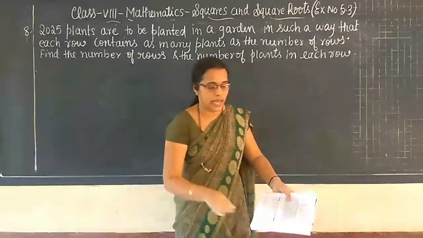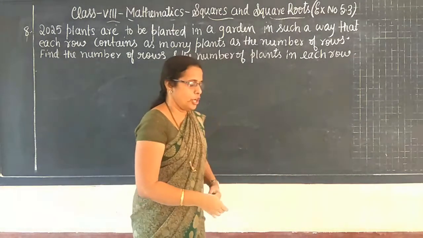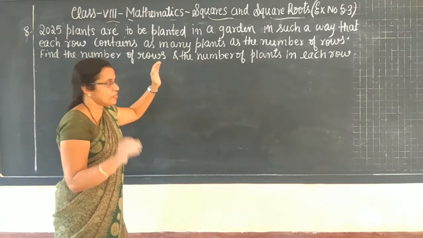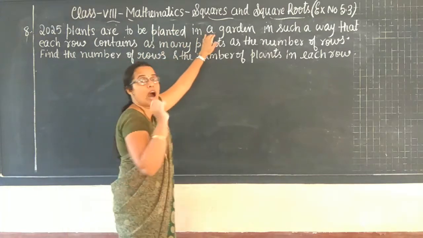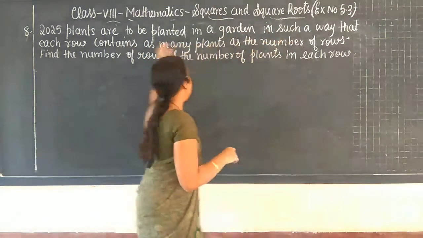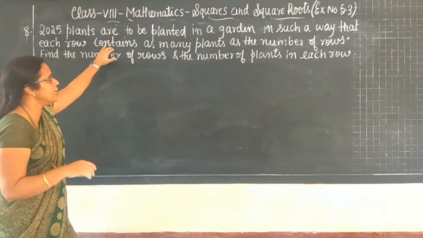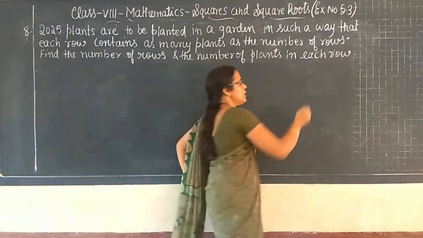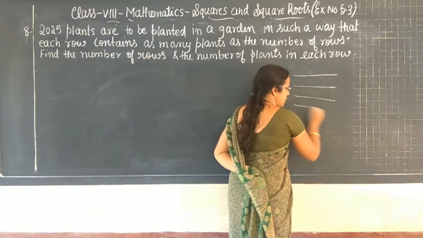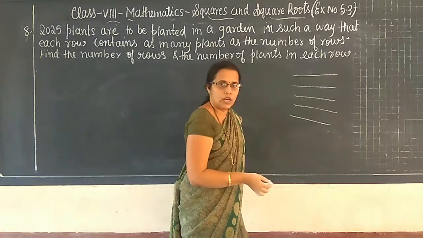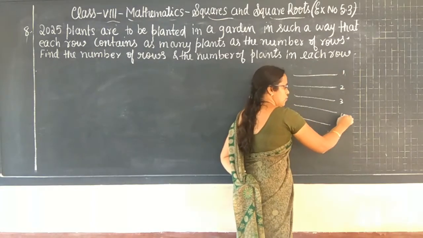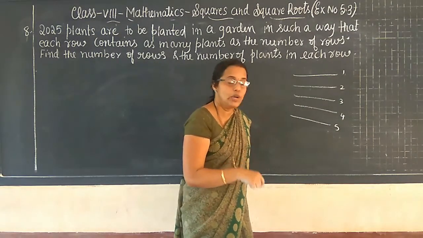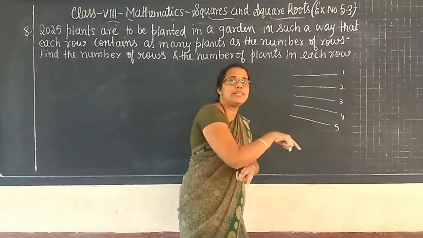Okay, this is also the same type of problem, children. So what you have to see here, 2025 plants are there in total, to be planted in a garden in such a way that each row contains as many plants as the number of rows. What is the meaning? Rows are there. If there are 5 rows, 1, 2, 3, 4, 5 rows, in each row how many plants do they have to plant, you know? How many rows are there?